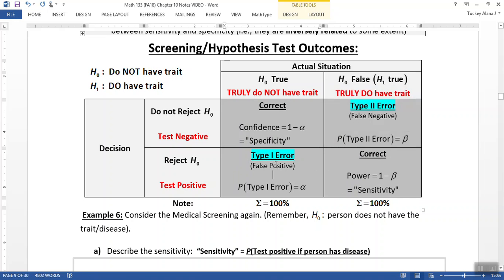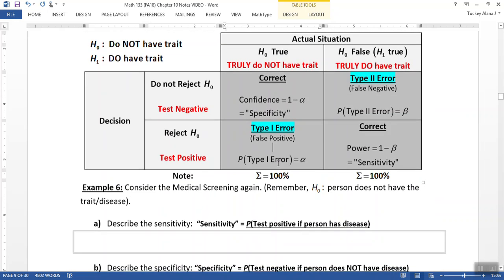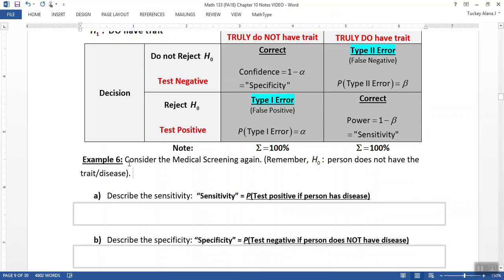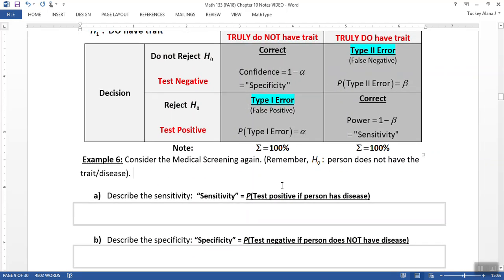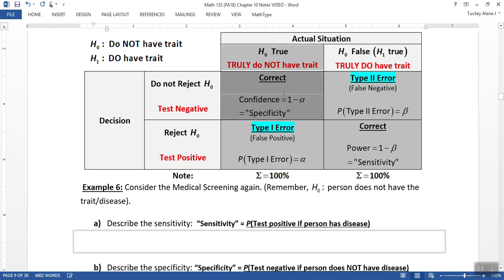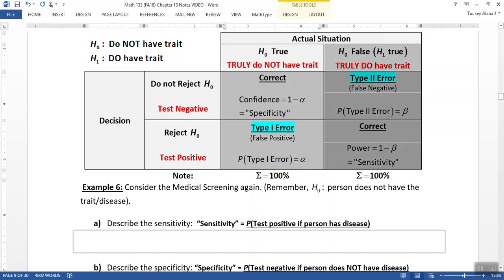All right, well, this is kind of esoteric, right? There's a lot going on and there's a lot of definitions. So let's think about the medical screening again, just to put ourselves in this context. The medical screening would be that the null hypothesis is the person does not have the disease, and sensitivity is the probability that they will test positive if the person has the disease. So they're in this column over here. They truly have the disease and they're testing positive for it, right? It's the probability of testing positive given that they're over here in this column.